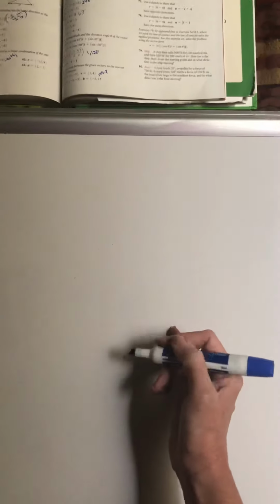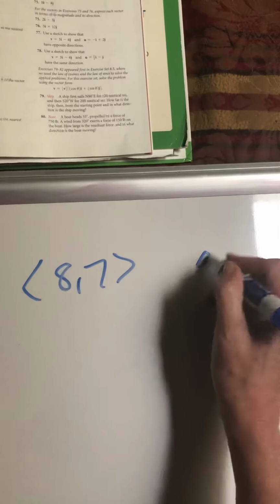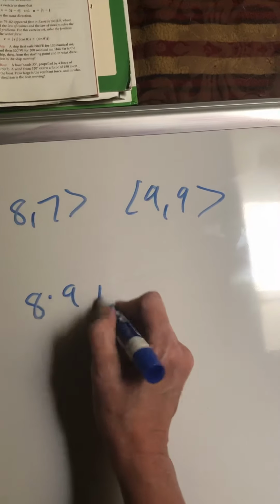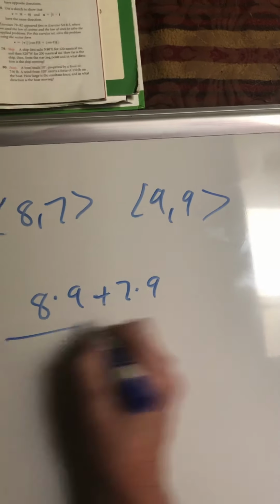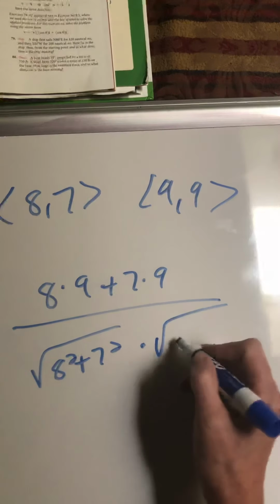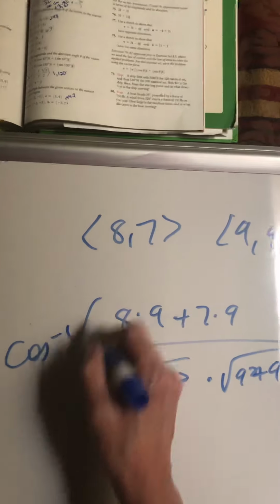So let me show you. Let's do two vectors. 8, 7 and 9, 9. So I do the dot product. 8 times 9 plus 7 times 9 over square root of 8 squared plus 7 squared times square root of 9 squared plus 9 squared. And it's the inverse cosine of that.